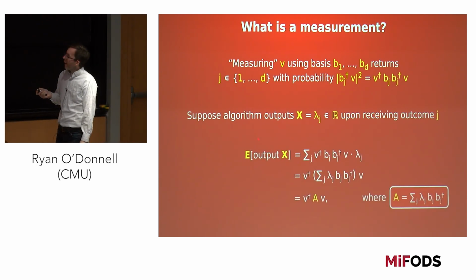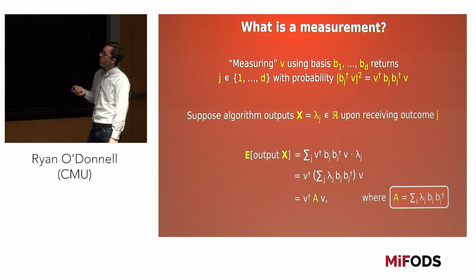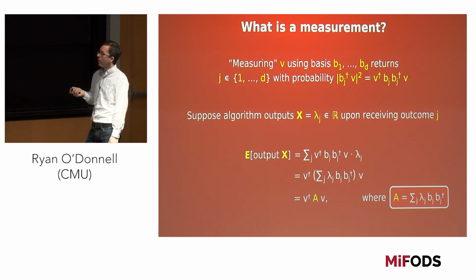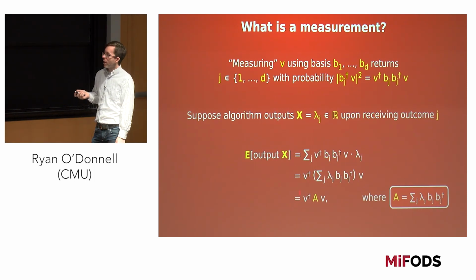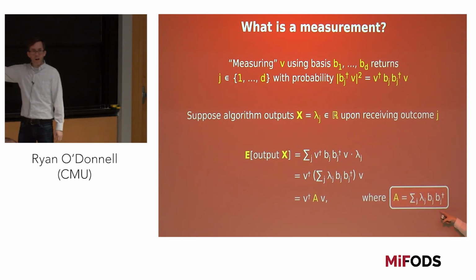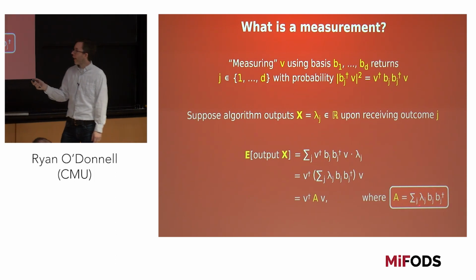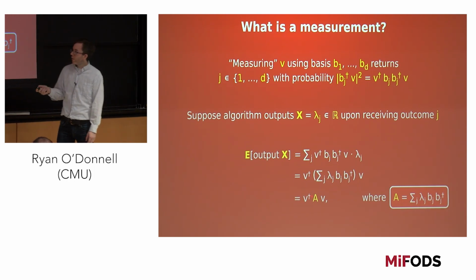Let's look at the expectation of the output of this algorithm conditioned on v having been fixed. It's just the sum over all measurement outcomes j of the probability of getting j, which is this, times the thing that you output on j, which is lambda j. We stick the lambda j and the sum in the middle, and you see that the expectation of the output has a very compact form. It's v transpose Av, where A is this matrix. Remember, this is all up to the algorithm's design. It chose the orthonormal basis b, and it chooses these numbers lambda. The final algorithm only depends on A through v transpose Av.